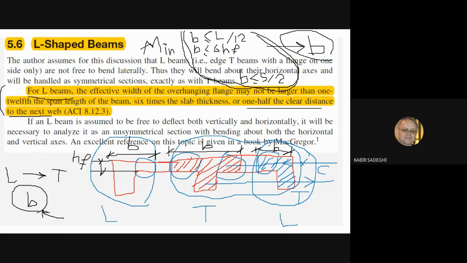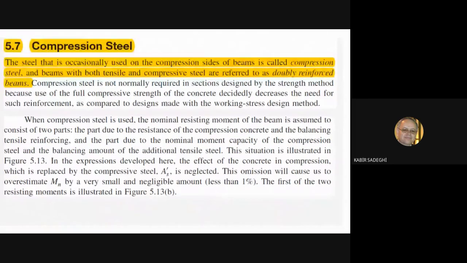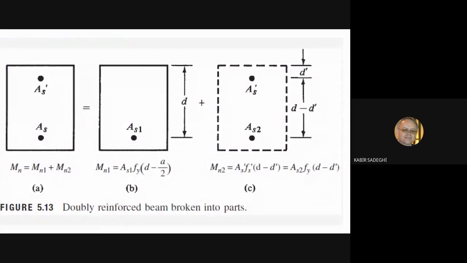Let's go and see now the compression steel, the doubly reinforced condition. When we have a doubly reinforced beam, let me show in the next slide. In addition to the As that we have, tension steel, we have compression steel as well. You say, why? We don't need compression steel because concrete is strong enough against the compression. Why do we need compression steel? Because steel is expensive, we should not use too much of it.